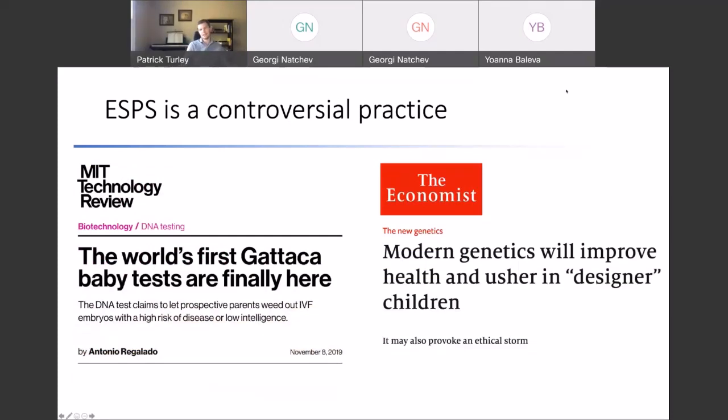This is unsurprisingly a very controversial practice. So the MIT Technology Review called it the world's first Gattaca baby test. There's been a lot of talk about, does this produce designer children? And so, there's a lot of discussion about whether or not this kind of service should even be available to people.